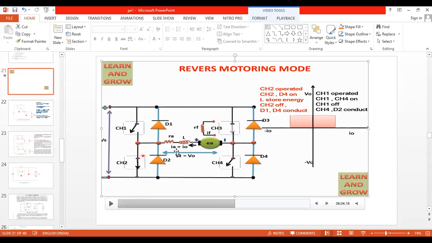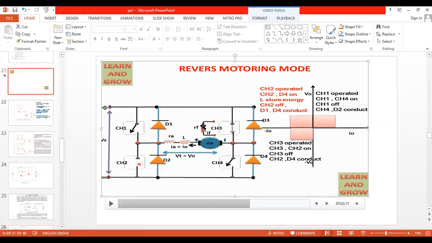Then what will happen? After a certain period of time, the inductor de-energizes, and where will the de-energized current flow? You can see here, motor and inductor are energizing. The inductor is storing the energy in reverse direction, and after a certain period of time it has to release that energy. So this is quadrant 3 that we have discussed, with chopper 3 and chopper 2 on. Now the inductor has to release the energy.